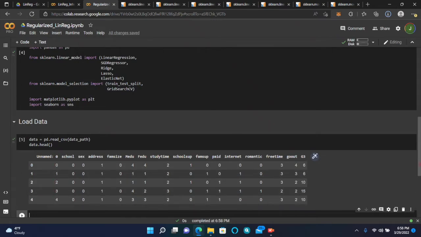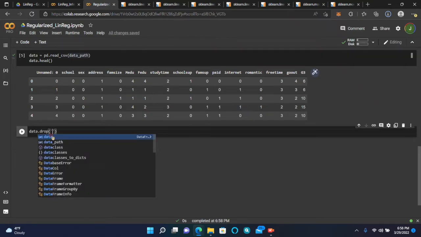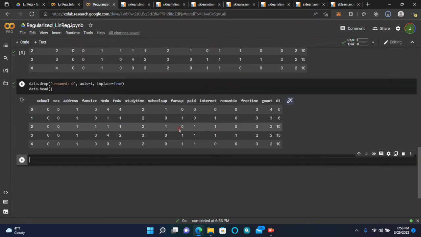Now it's brought in this column. You know, there's a setting in this function where you can get rid of that, but it's not a big deal. We're just going to drop unnamed 0, axis is 1, and inplace is true. And then let's look at the head again. There you go. Now you can see we've got all of our independent variables, 14 of those, and our target variable is the G3 score, which is the person's total grade throughout the entire year.